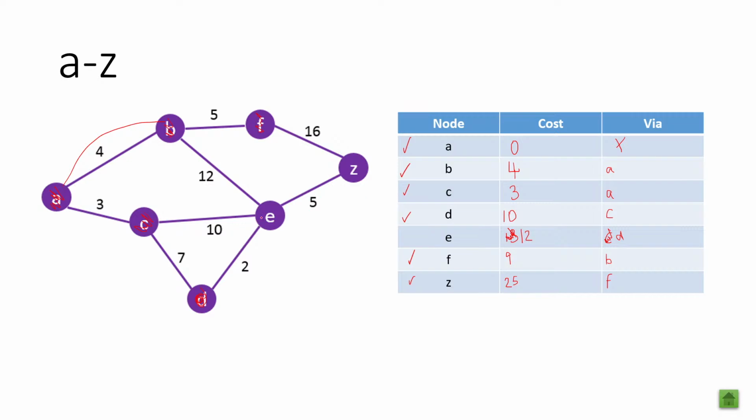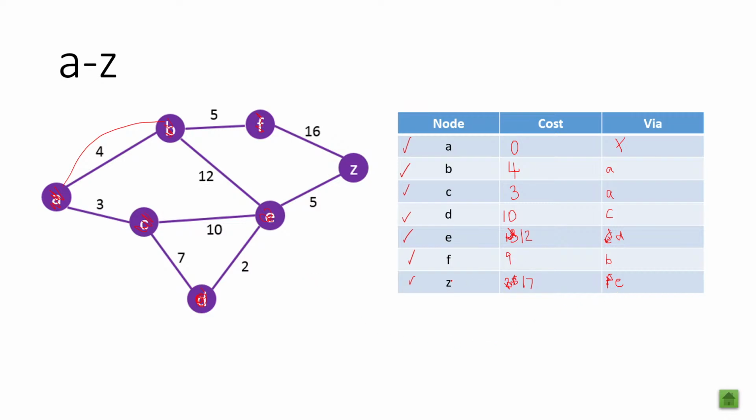E is 12. To get to Z for a cost of 5. 5, 6, 7, 17 is cheaper than 25. 17 via E. Okay. Now, done that. How do I work out the fastest way of getting there? Well.